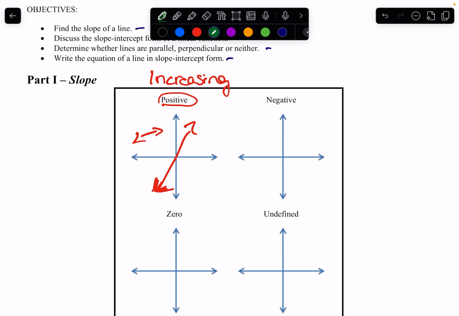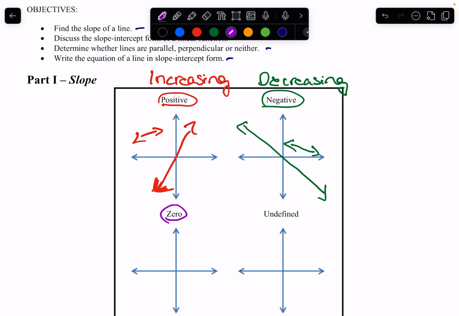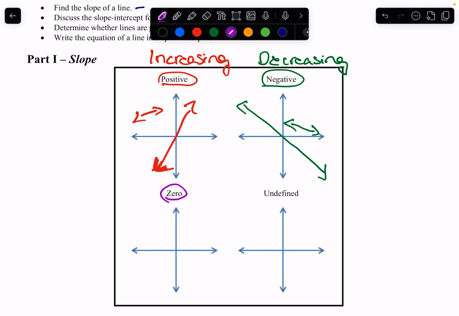Now, our next one is a negative slope. If we start from the left and walk on the line here, we are walking downhill. So it can be like this, or again, it can be like this, as long as it is decreasing. Next, we've got a zero slope. A zero slope means that it is not rising at all. So it is a horizontal line.